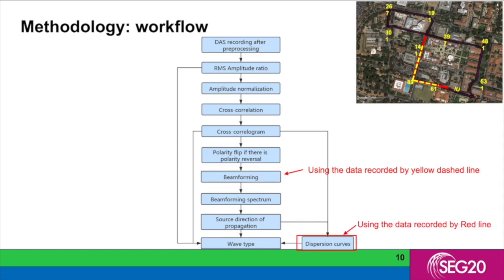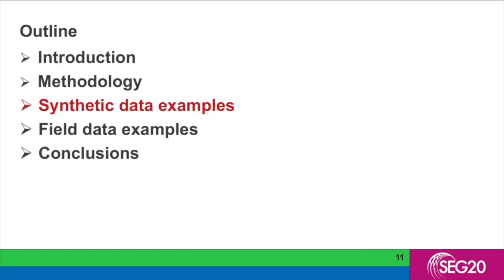Then we can correct the apparent dispersion curves using this angle. By comparing the phase velocities from the two dispersion curves, together with the amplitude information, we are able to identify the wave type in the data. Now let's see the synthetic data examples.